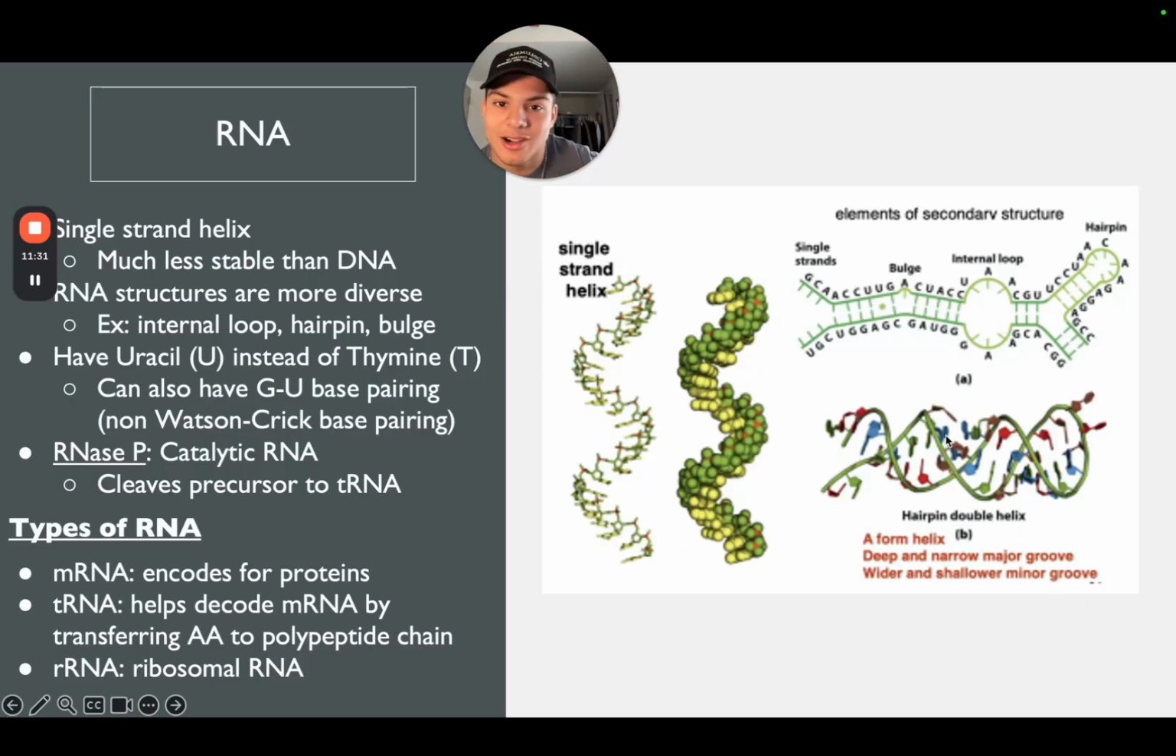So now we'll talk about RNA, specifically it's a single-stranded helix. It's not a double helix like we find in DNA. I will say that it is much less stable than DNA.